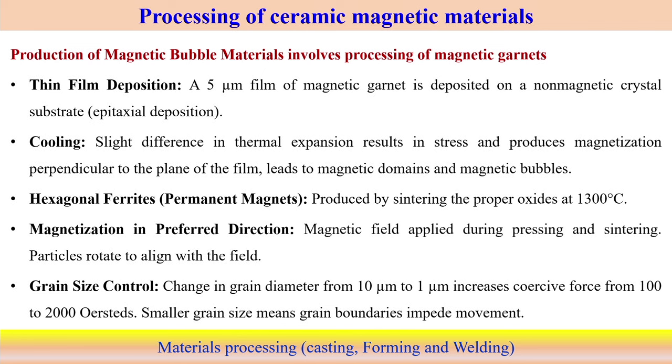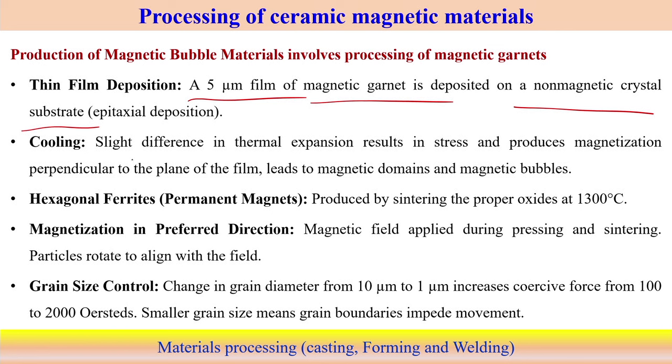Now, even the production of magnetic bubble materials involves the processing of magnetic garnets. From the magnetic garnets, the magnetic bubble materials can be produced. In this case, it is easily produced by thin film deposition. For example, a 1.5 micrometer thin film of the magnetic garnet is deposited on a non-magnetic material. The epitaxial deposition growth occurs with a preferred orientation, in one particular direction.